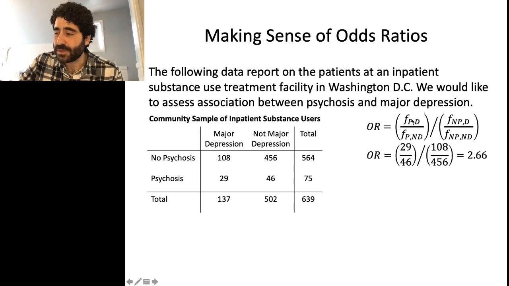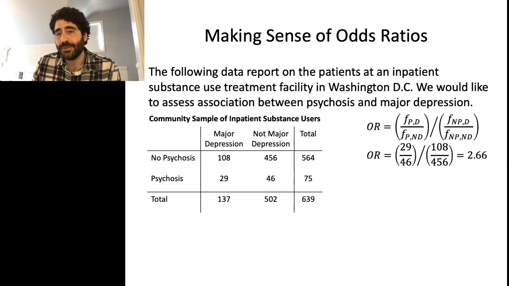So if we're just plugging numbers here, inside the psychosis group, the ratio of depression to non-depression is 29 to 46. Inside the no psychosis group, the ratio of depression to no depression is 108 to 456. So you can see this one's about a half, this one's about a quarter. And so this gives us an odds ratio of 2.66, saying that if you are in this psychosis group, the odds of having depression are 2.66 times higher.